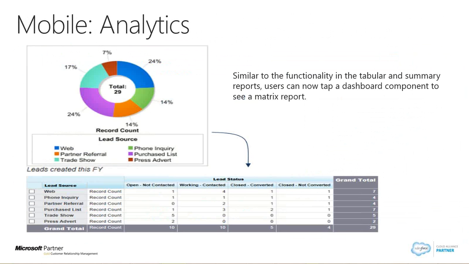Getting into the analytics, there's a current feature in Salesforce One that allows users to tap on a dashboard component, and you can see tabular and summary report views of the data. This feature has now been expanded to include matrix reports, which will allow you to group by 2 dimensions.